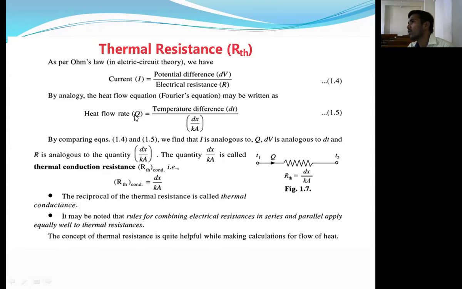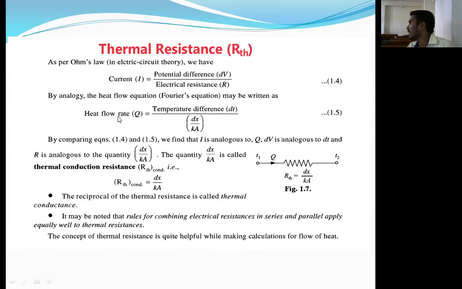In that manner we have written the equation for the heat flow rate, that is Q is equal to temperature difference. So we have taken the temperature difference at the numerator, and whatever the factor is there we have to take at the denominator.